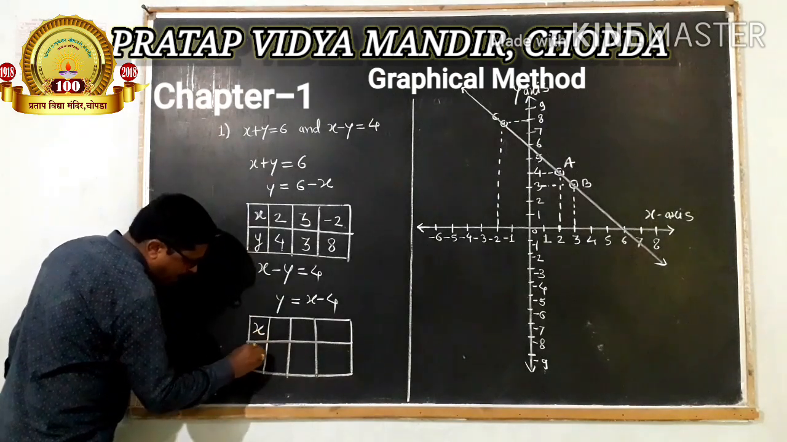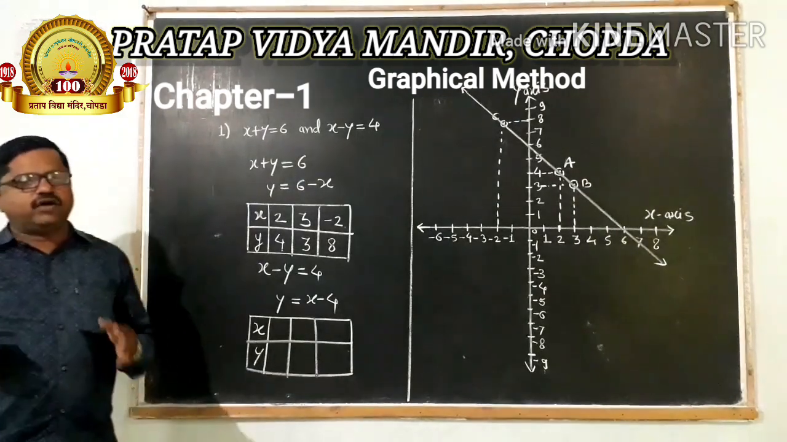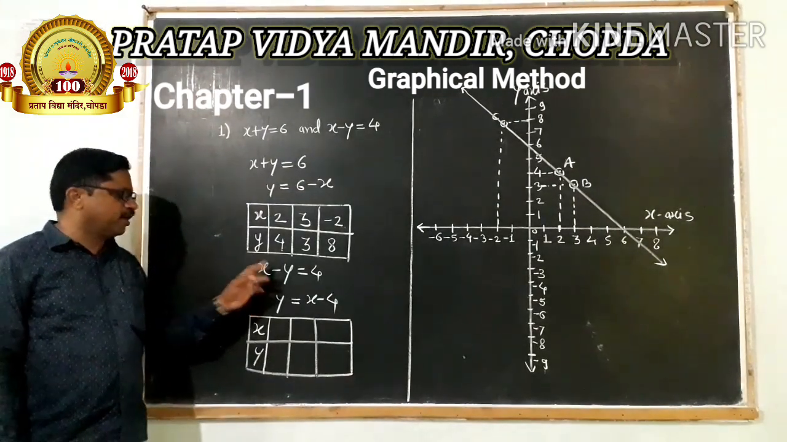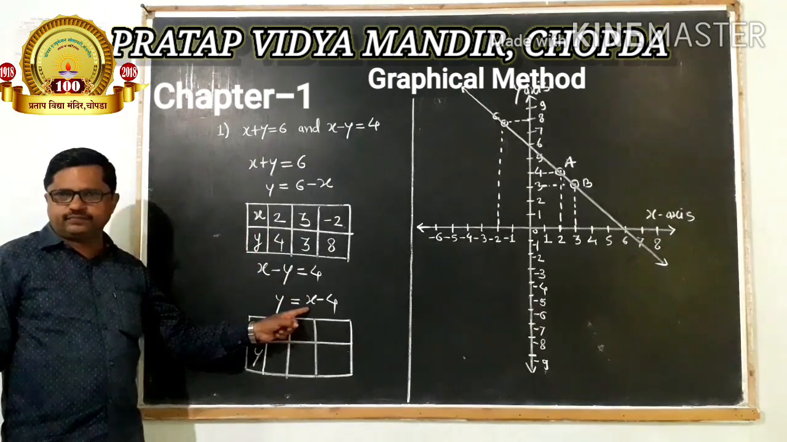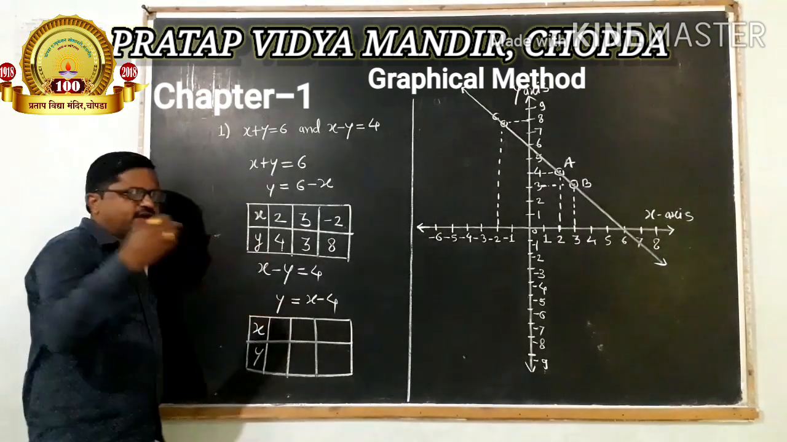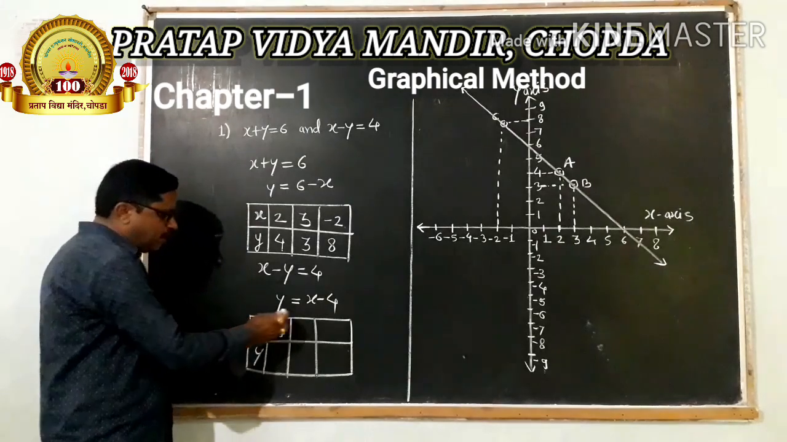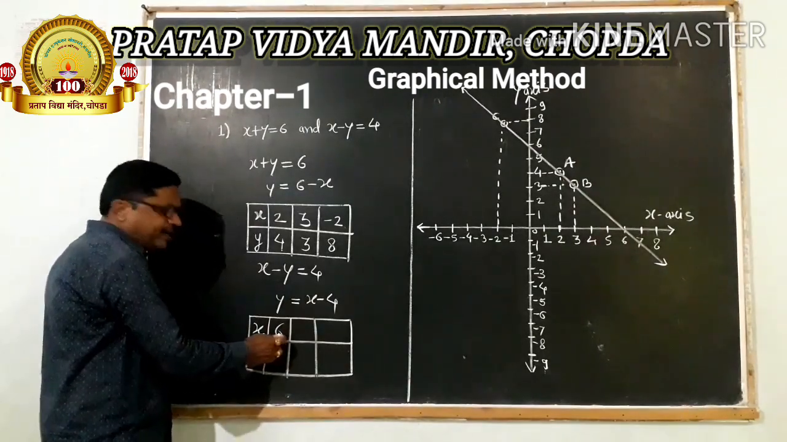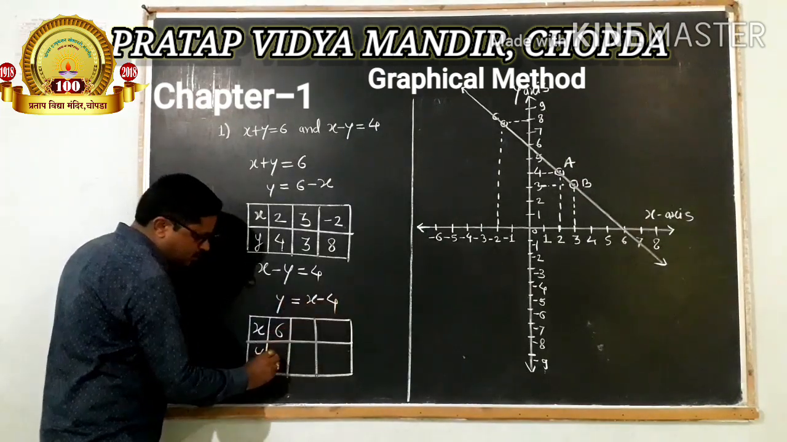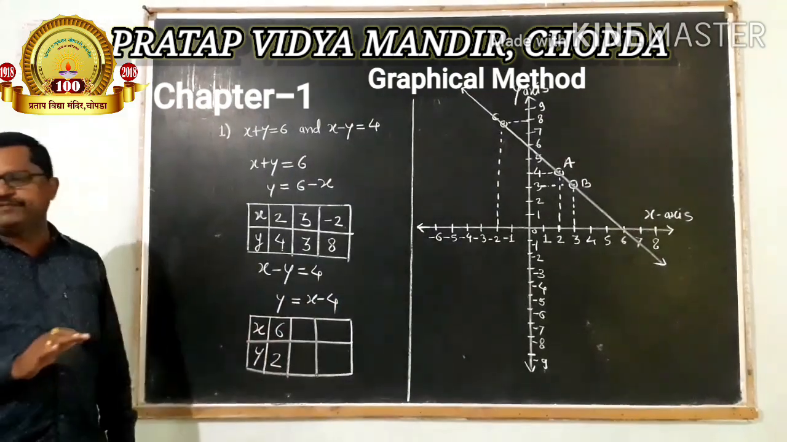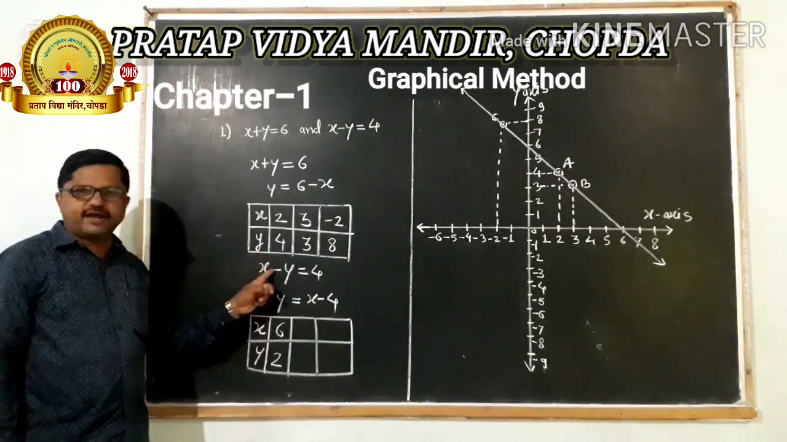x coordinate and y coordinate. Then how to find out the value of the first point on the line x minus y equal to 4? Take any value of x, any value. You can take here 6, you can take 8, you can take 10. Take the value of x as 6. If the value of x is 6, then what is the value of y? 6 minus 4. 6 minus 4 is 2. This is the value of y coordinate for a point on this line.